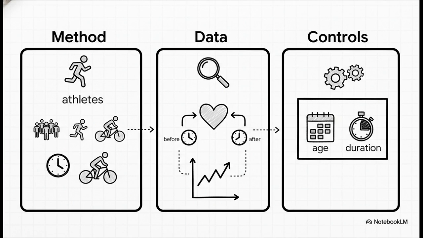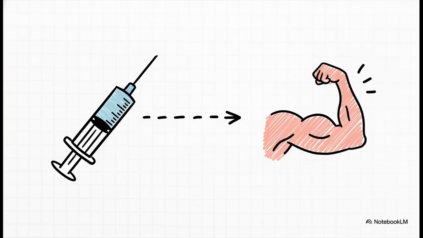But the third part, and this is where people lose marks, the control variables. You have to mention that you'd keep things like the athlete's age and the duration of the exercise the same to make it a fair test. That's crucial. Okay, so the question takes a bit of a turn now. We're shifting from general exercise into the world of performance-enhancing drugs. It's another explain question, this time for 2 marks. So you know the drill, we're looking for that clear cause and effect relationship.